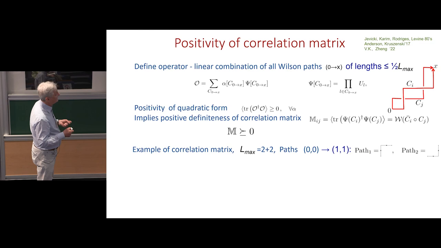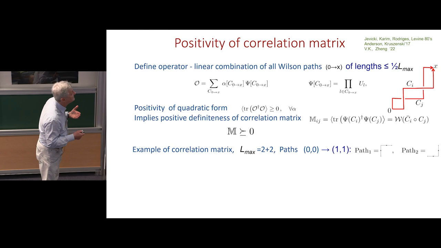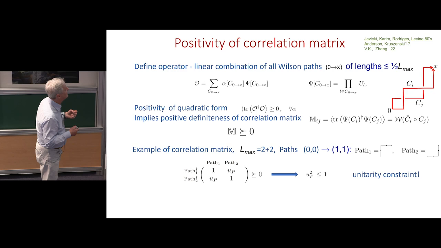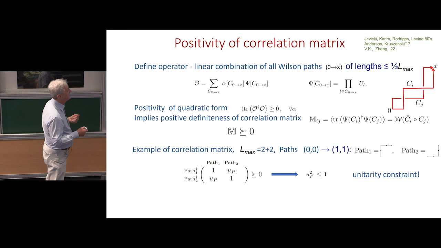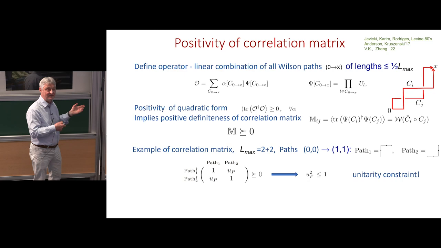For example, if we take Lmax equals 2 plus 2, our paths are of length 2, and suppose we consider the path from 0, 0 to 1, 1. There is a path going this way, and there is a path going that way around the plaquette. If you write the correlation matrix, you will have 1 on the diagonal because it backtracks. It goes this way and then backtracks. And here you have just the plaquette average. So at the end, you get the positivity on plaquette squared, which is, of course, a unitarity constraint because we average a quantity which is smaller than 1, the unitary variable.